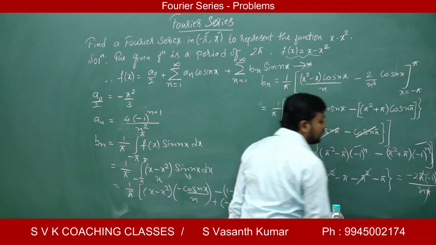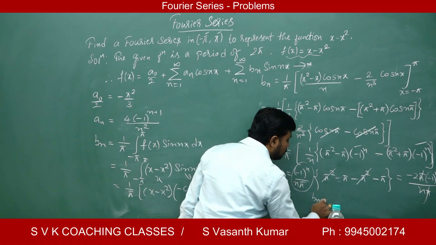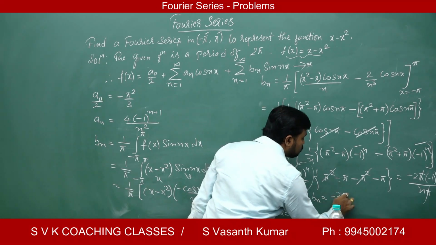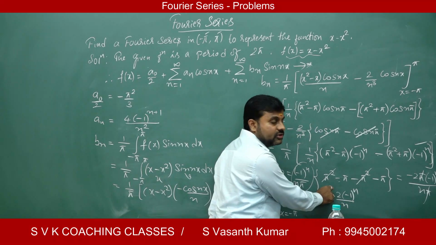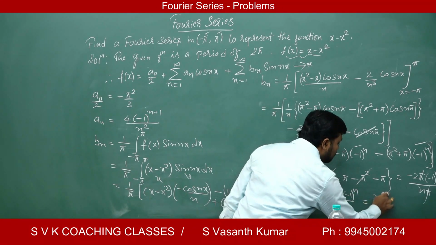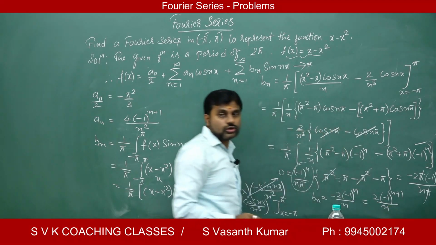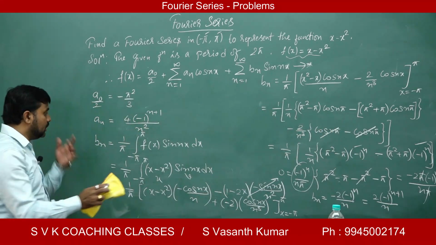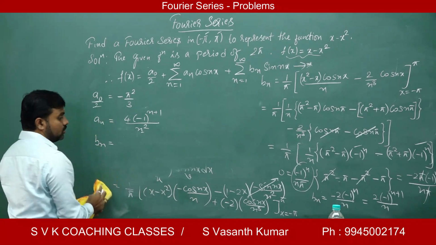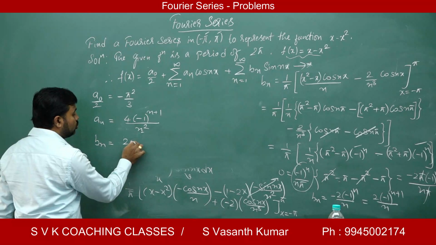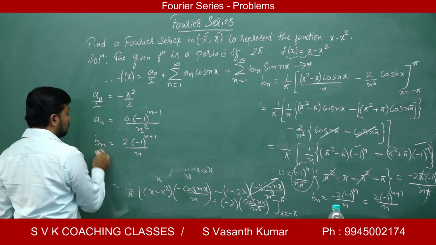So here pi gets cancelled. Finally, bn is minus 2 into minus 1 power n divided by n. Now applying the laws of indices, it can be written as 2 times minus 1 power n plus 1 divided by n. So you came to know what bn is. Note down that bn value: bn is 2 into minus 1 power n plus 1 divided by n.